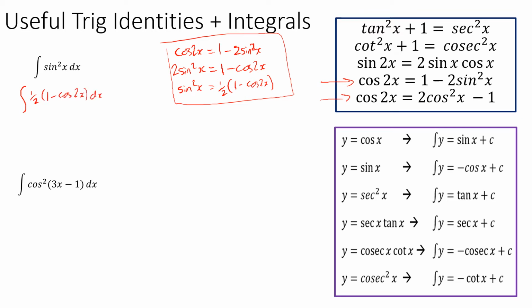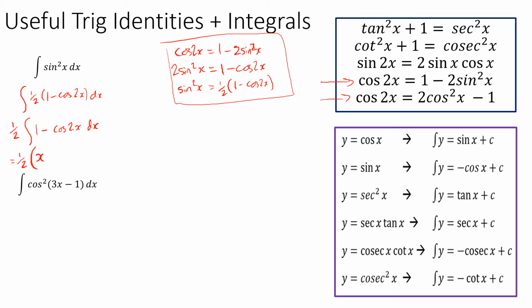What do you do with a half? Well, with any integral, you can take out a constant and put it at the front of the integral and come back to it later. So we'll do that. And then we just need to integrate this. So we've got our half. 1 is going to integrate to x.